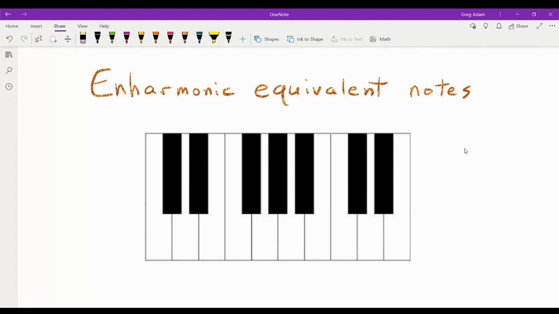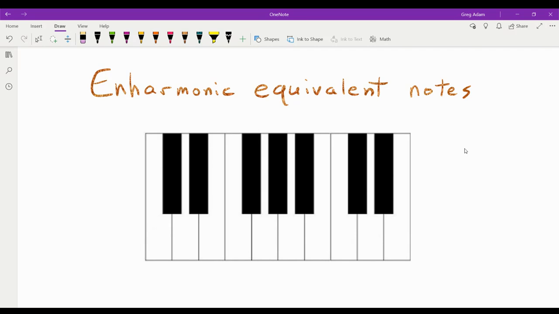So we can understand this concept of one thing having two different names because think about Bruce Wayne. He has two different names depending on where he is and what he's doing. And he uses a different name depending on what his purpose is for where he is and what he's doing. So same thing with notes: depending on what key they're in or what they're doing, if they're going up or going down, they have different names, or they can have different names.